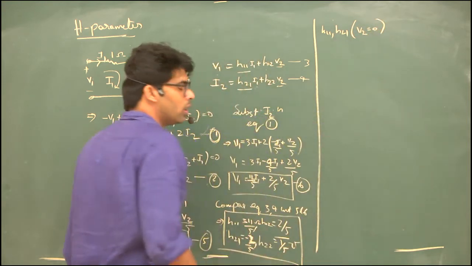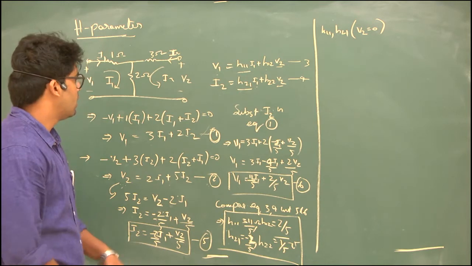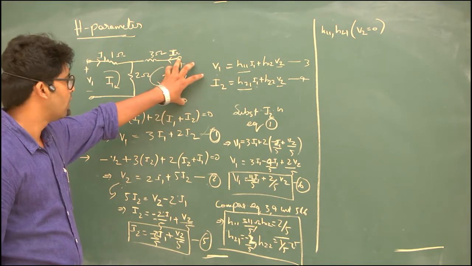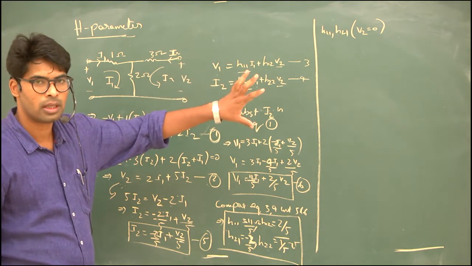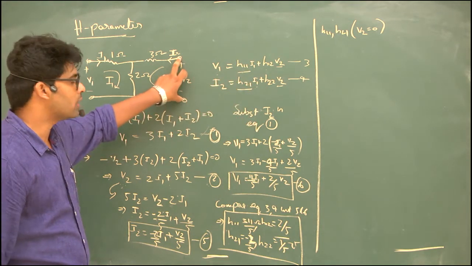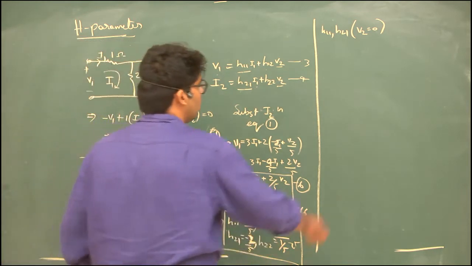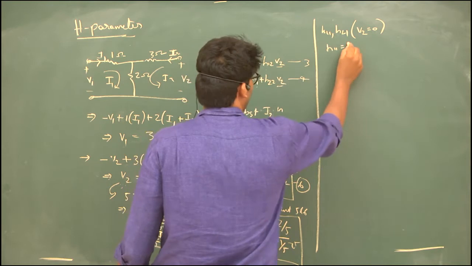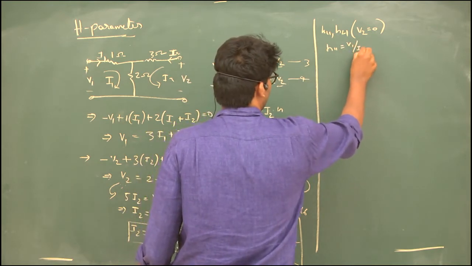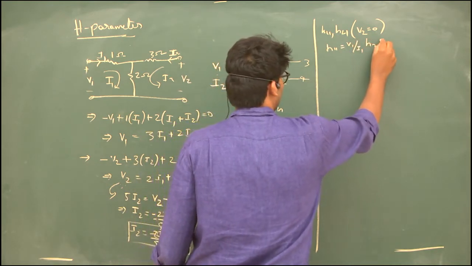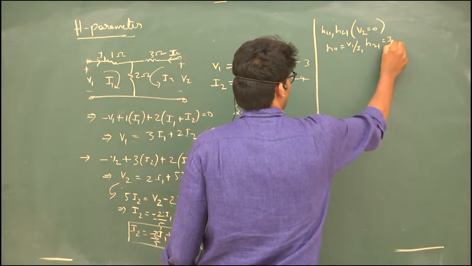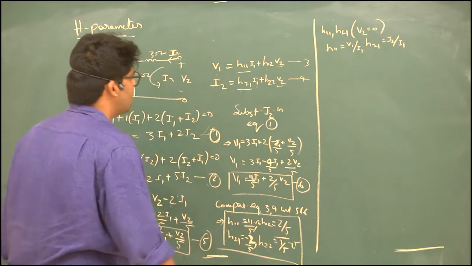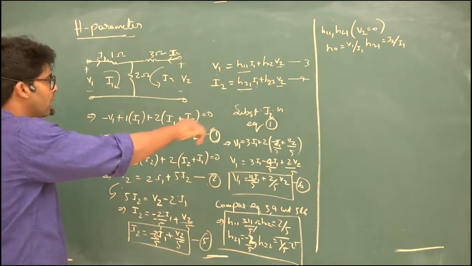What does V2 equal to 0 mean? That is, we are shorting the open output terminals. V2 equal to 0 means we are shorting this circuit. If you short the circuit, we will get H11 equal to V1 by I1 and H21 equal to I2 by I1. Now we'll change according to our circuit.